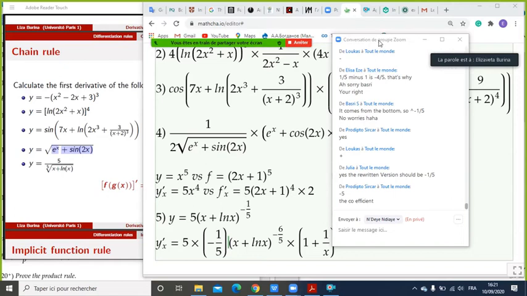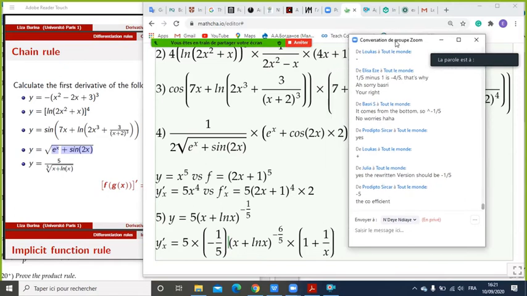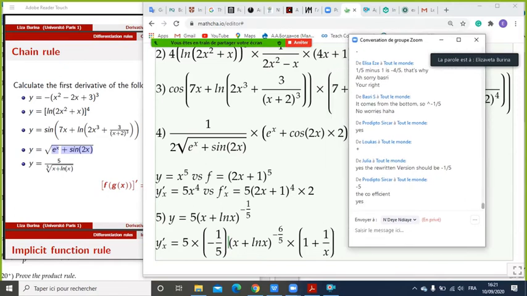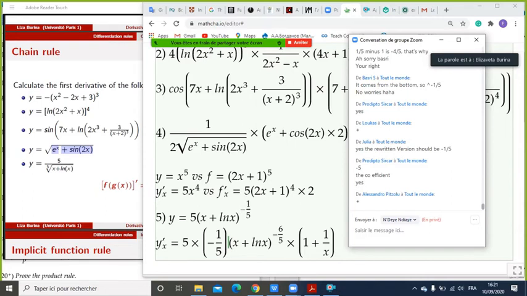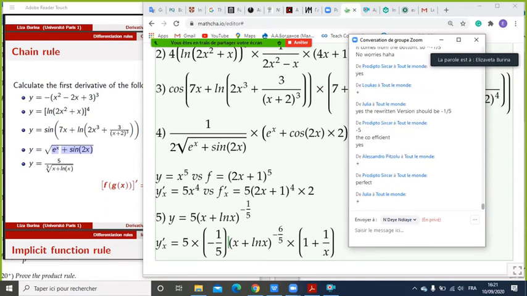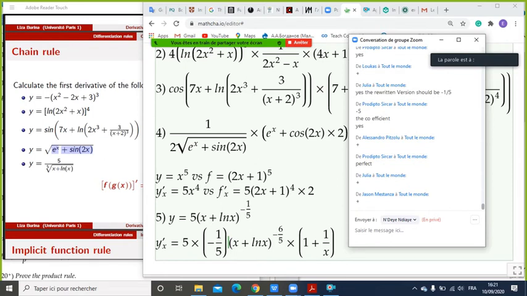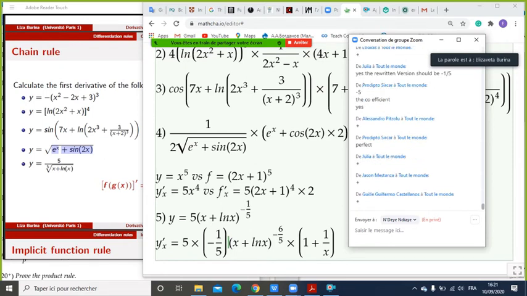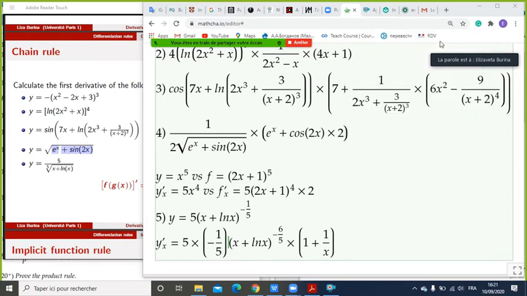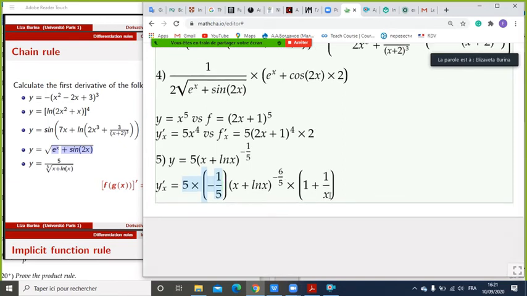Now, is it good? You got the same? Who else got the same? Yeah, great. Thank you. So here it was supposed to turn into 1, right? And then nothing much else to simplify. Okay, cool. Great. Implicit function rule.